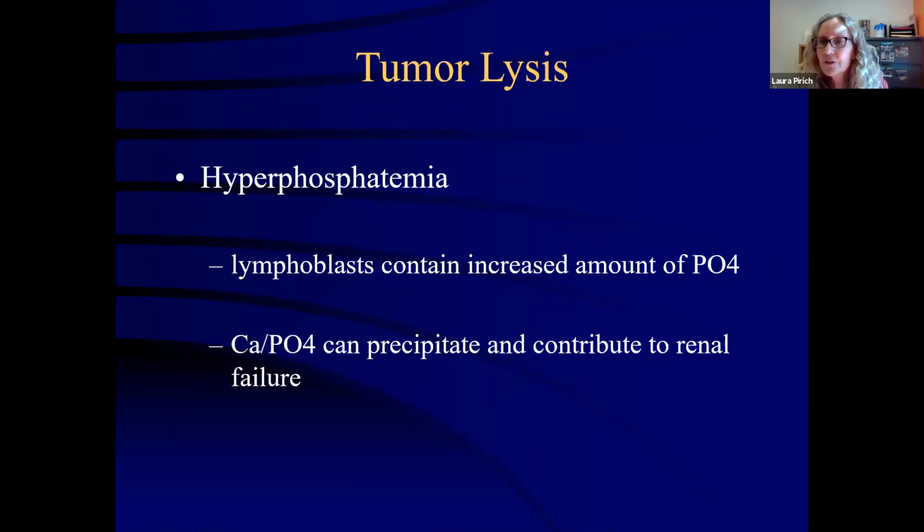Let's move on to, and y'all feel free to interrupt if you have a question, or we can wait till the end, hyperphosphatemia. Lymphoblasts especially, but any cancer cells, have a lot of phosphorus in them. And so when you lyse those cells, that phosphorus is released into the blood. When phosphorus and calcium bind together, they can precipitate in the kidney, and that is another contribution to the renal failure that we can see in patients who have tumor lysis.